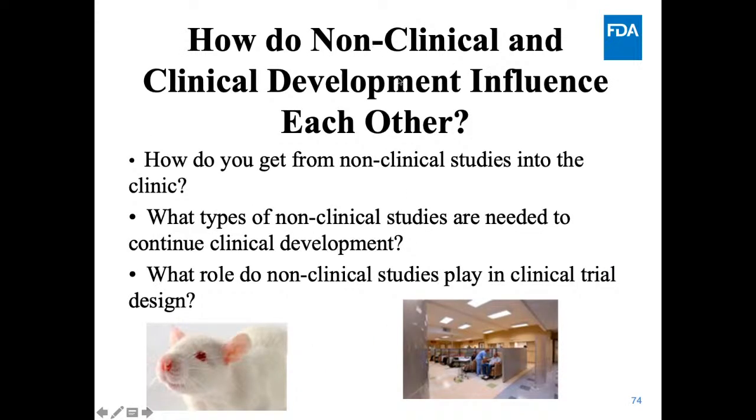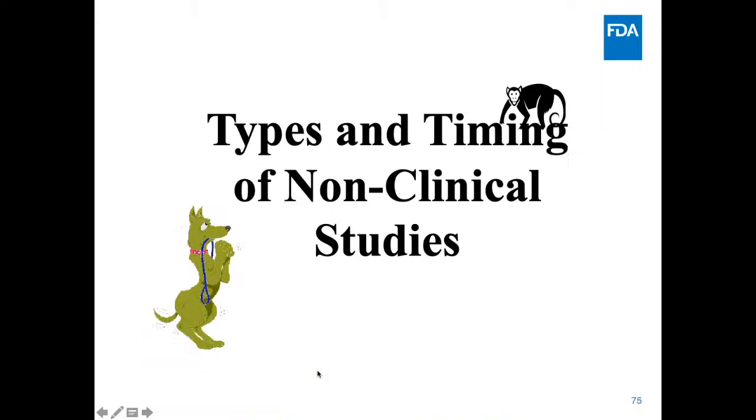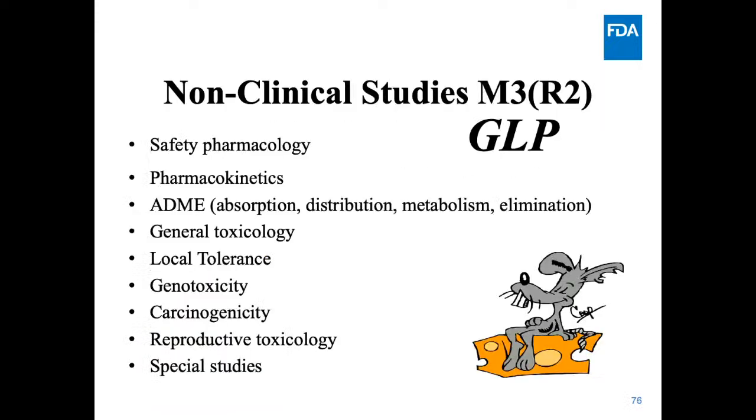So how do non-clinical and clinical development influence each other? How do you get from non-clinical studies into the clinical? What type of non-clinical studies are needed to continue clinical development? What role do non-clinical studies play in clinical trial design? So that is the type and timing of non-clinical studies.